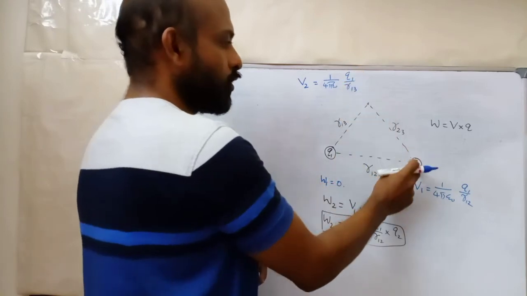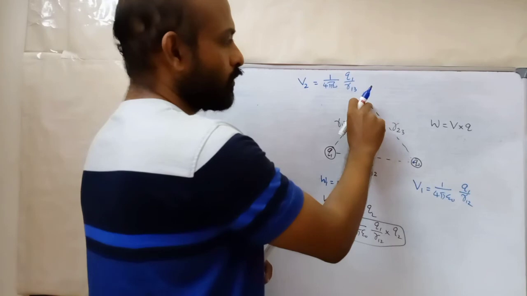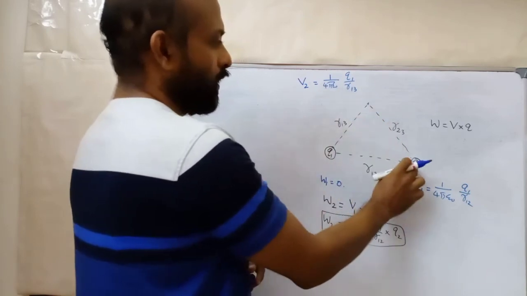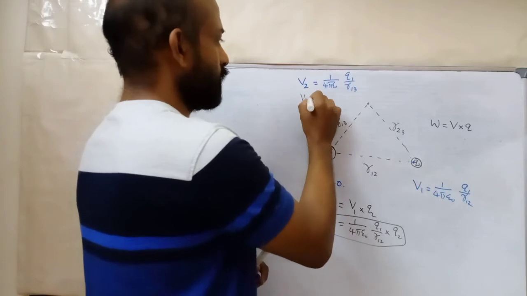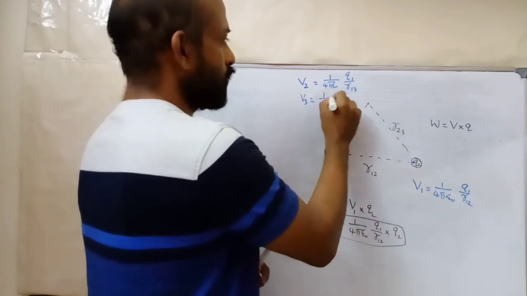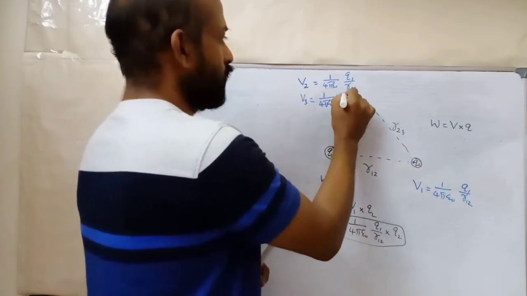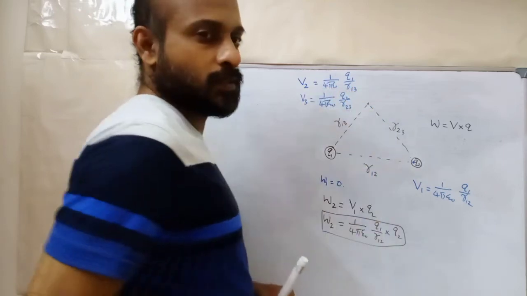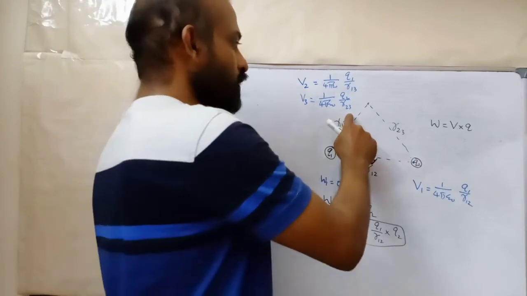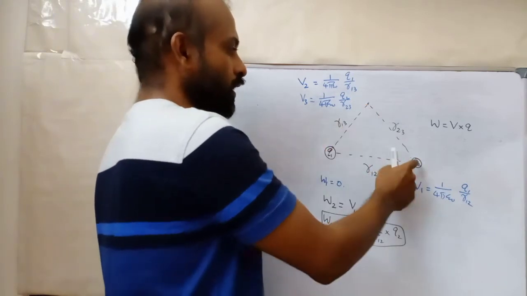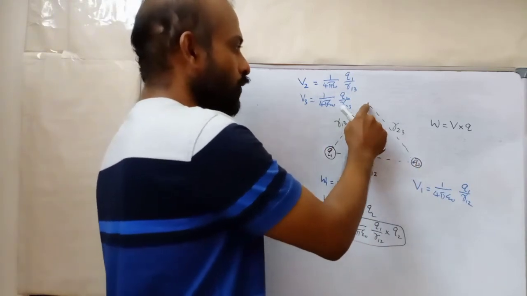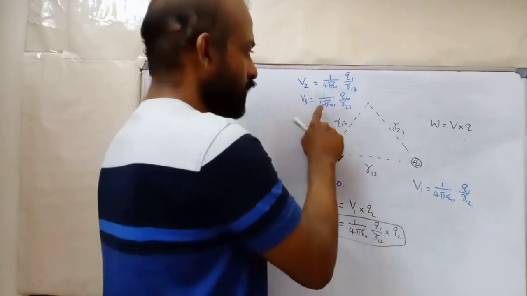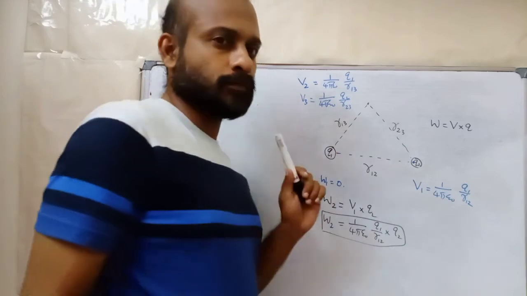This point has potential due to this charge also. So what is the potential at this point due to this charge? I will mark the symbol as V3. Due to this charge, it is equal to 1 by 4 pi epsilon 0 Q2 by R23, where R23 is the distance. So this point is under the influence of two potentials. One potential is due to this charge, and this is the potential due to the other charge at this point.